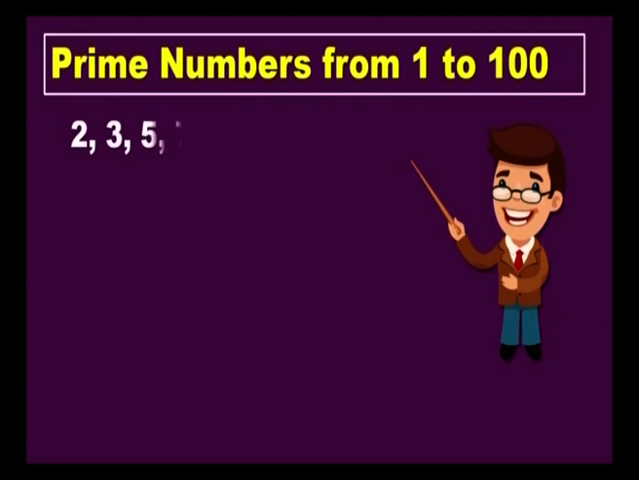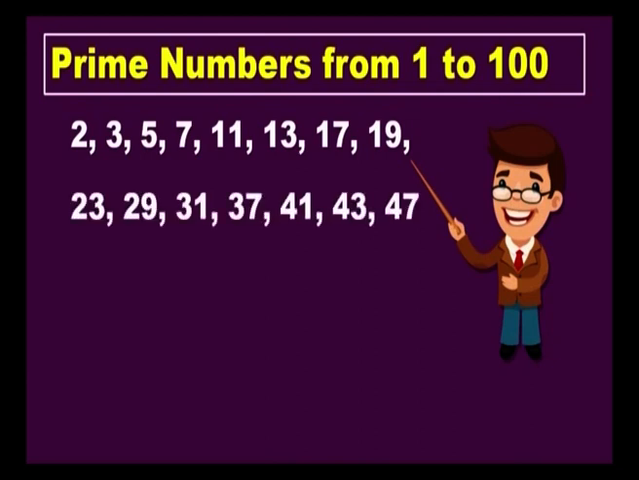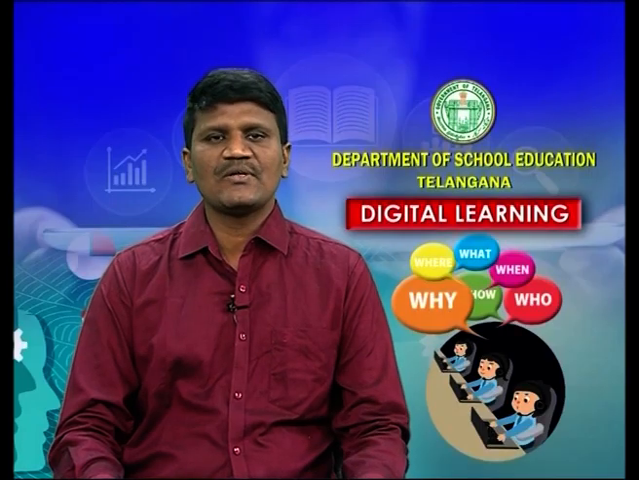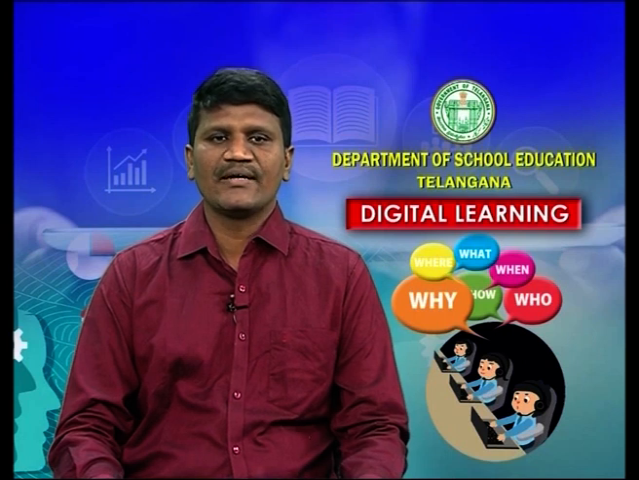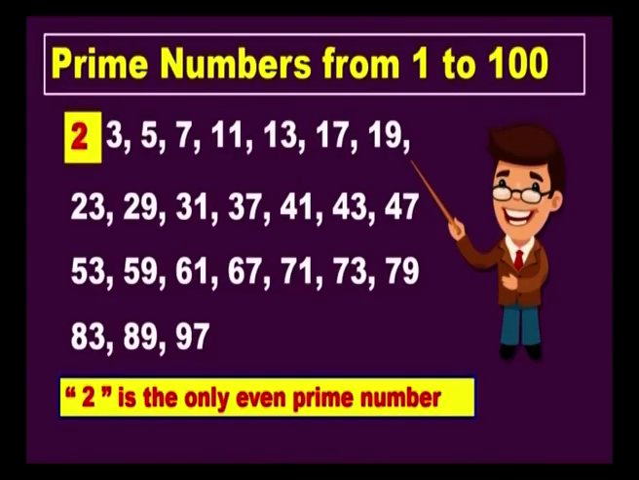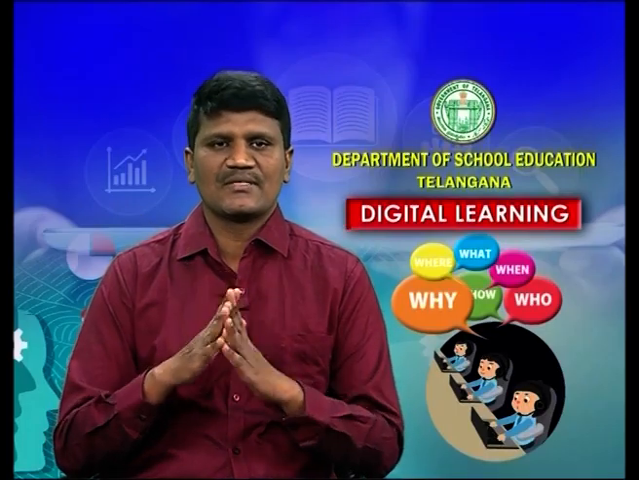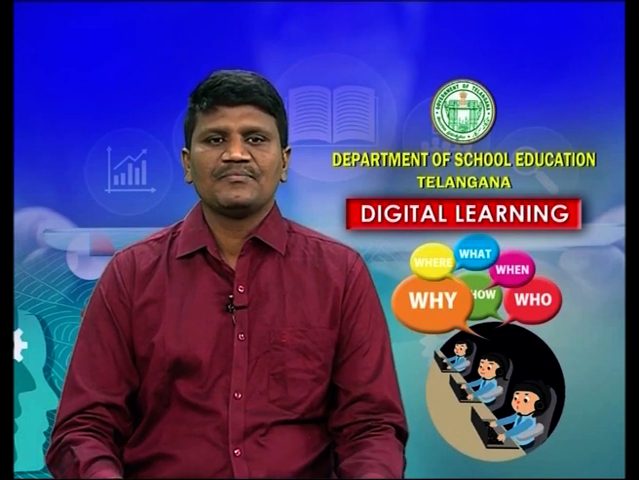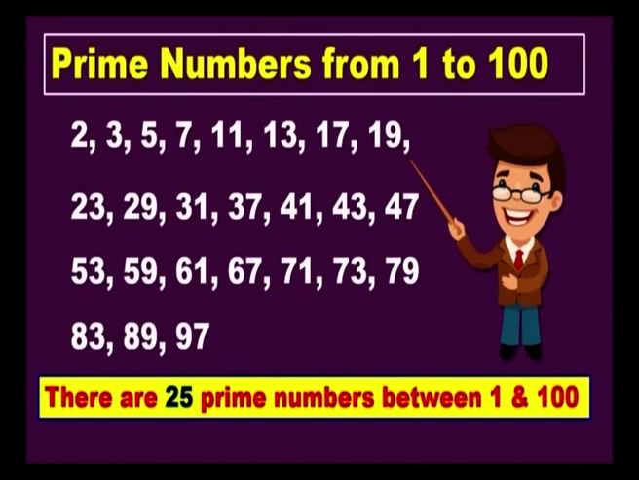The numbers start from 2, 3, 5, 7, 11, 13, 17, 19, 23, 29, 31, 37, 41, 43, 47, 53, 59, 61, 67, 71, 73, 79, 83, 89, 97. So these are the important prime numbers. You should all remember the prime numbers from 1 to 100. From these, 2 is the only even prime number. The remaining numbers are all odd. And there are a total of 25 prime numbers between 1 and 100.